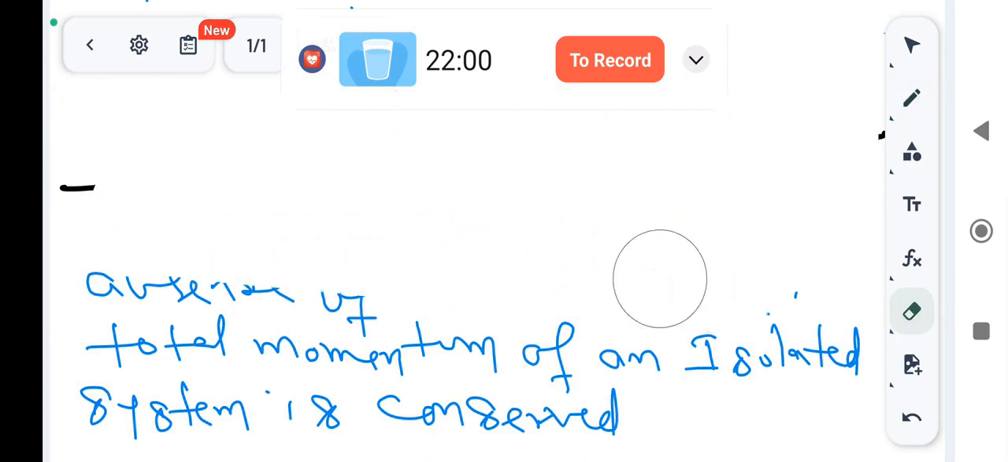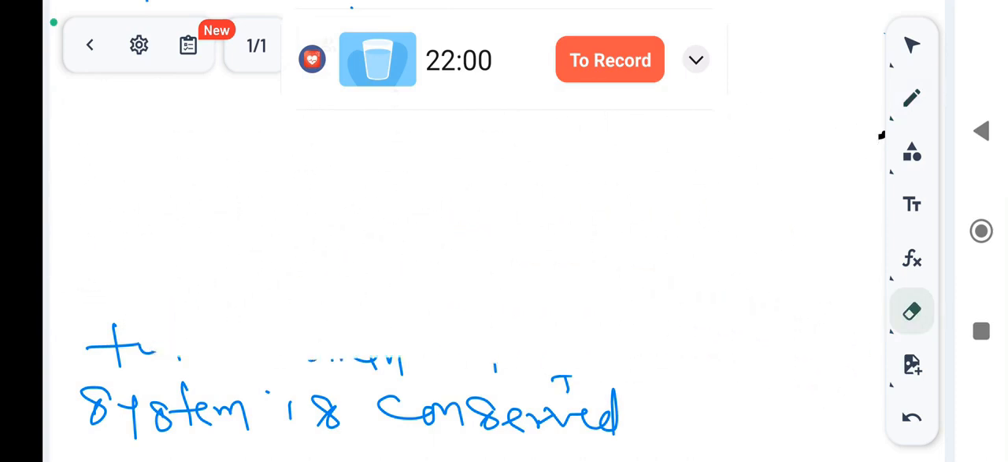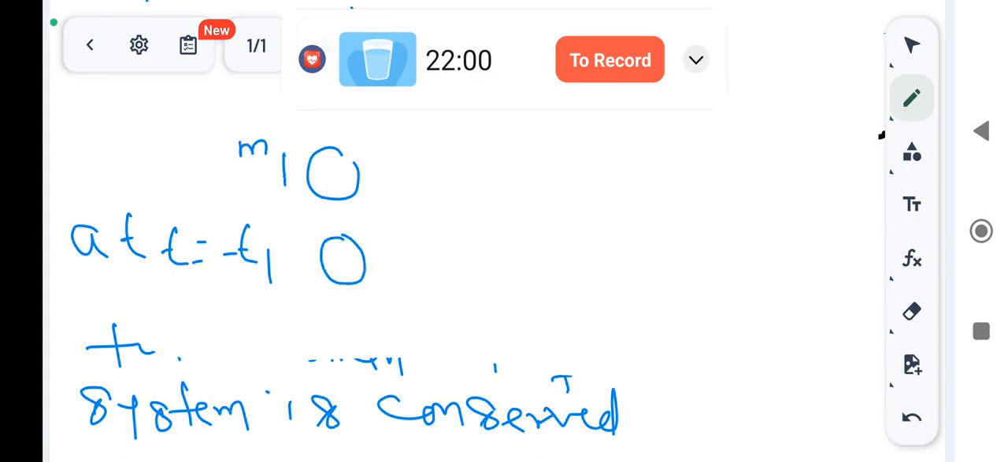Note at this point, suppose at instant t equal to t1, there are two particles m1 and m2 that have velocity v1 and velocity v2.